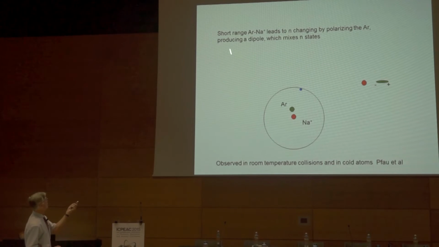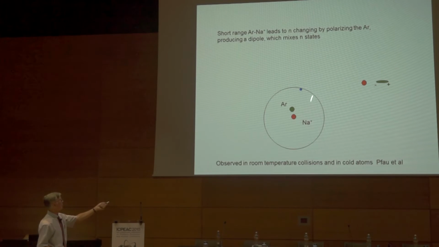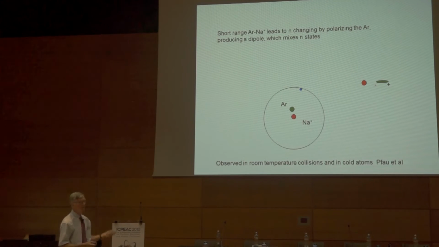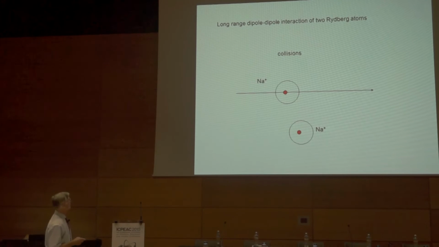Now, if I move on to consider the interaction between the argon and the sodium plus, what actually happens if I bring the argon close to sodium plus is that I polarize the argon. And unlike an electron, these two don't move so rapidly. So the sodium plus basically polarizes the argon, and so I no longer just have a point charge at the origin of my atom, I have a dipole as well. And in fact, this dipole moment mixes the n states, which leads to population redistribution. This has been observed in room temperature collisions, and also recently using cold rubidium atoms, again in Tillman-Fowles' group.